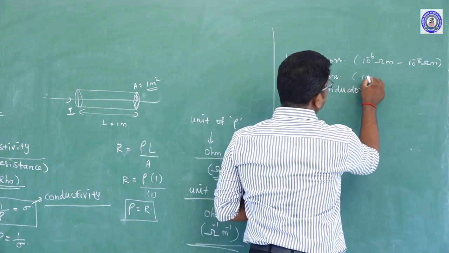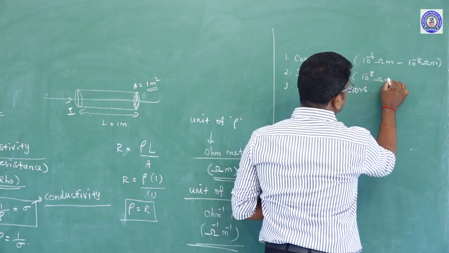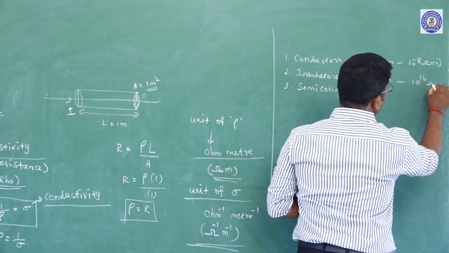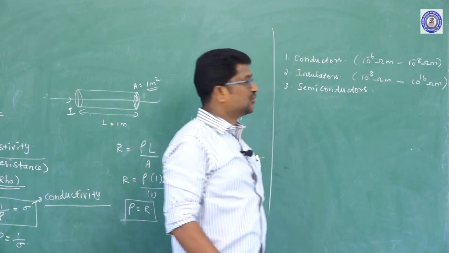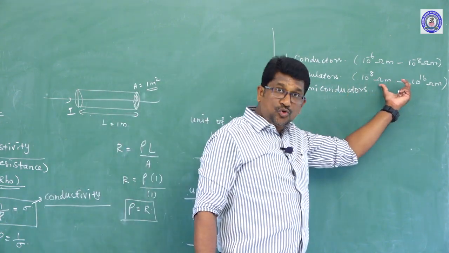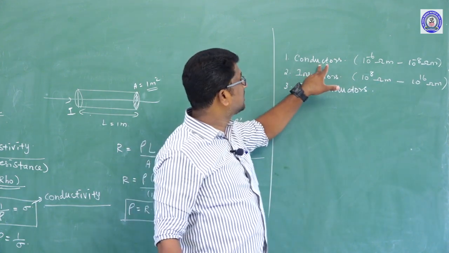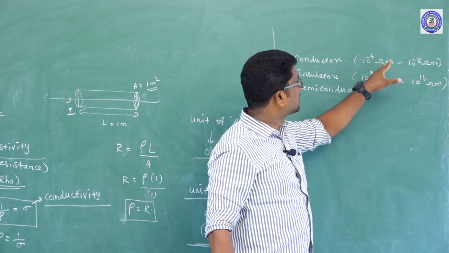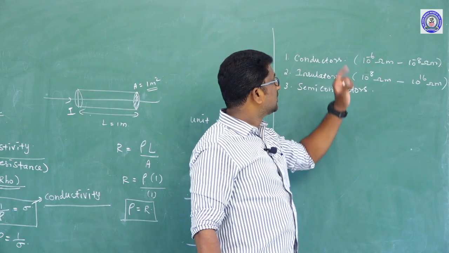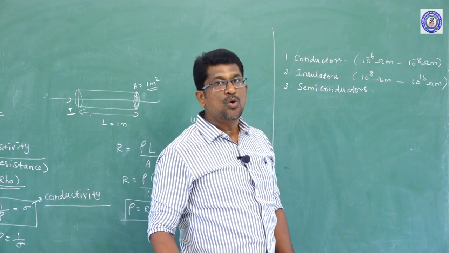The materials having resistivity in between 10 power plus 8 ohm meter to 10 power plus 16 ohm meter are called insulators. If any material has resistivity between these two values, then it is in the insulator category, right. Conductors resistivity range is 10 power minus 6 ohm meter to 10 power minus 8 ohm meter, and for insulators the resistivity range is from 10 power plus 8 ohm meter to 10 power plus 16 ohm meter, right.